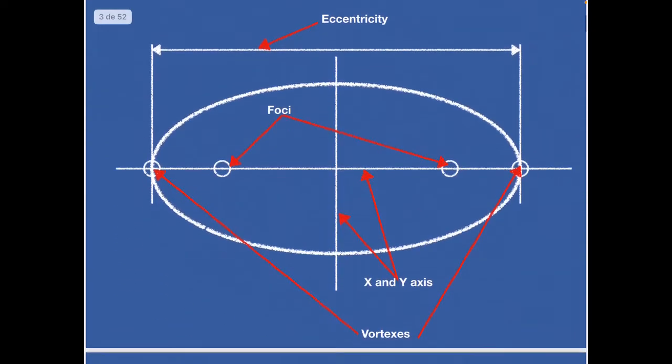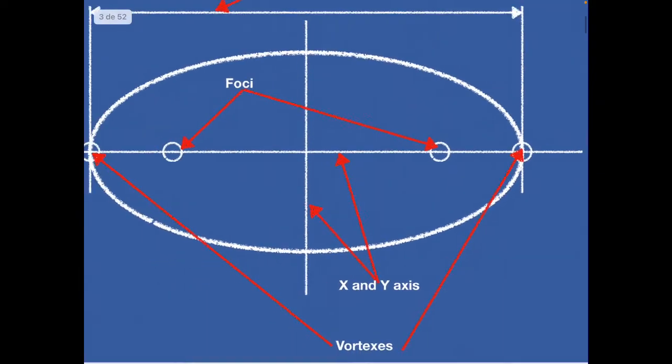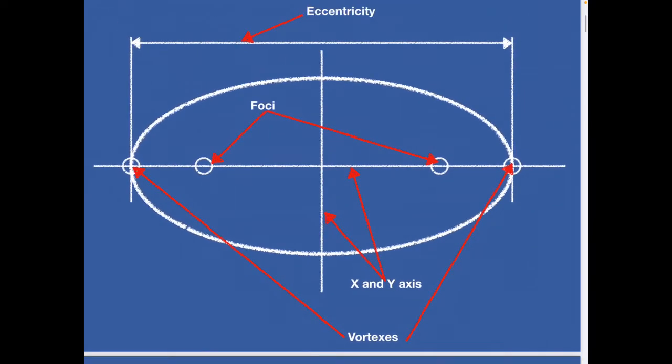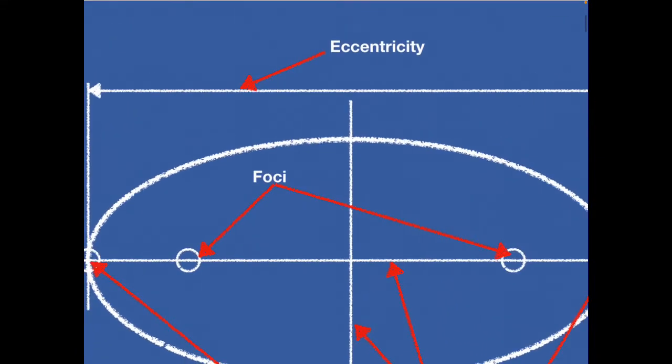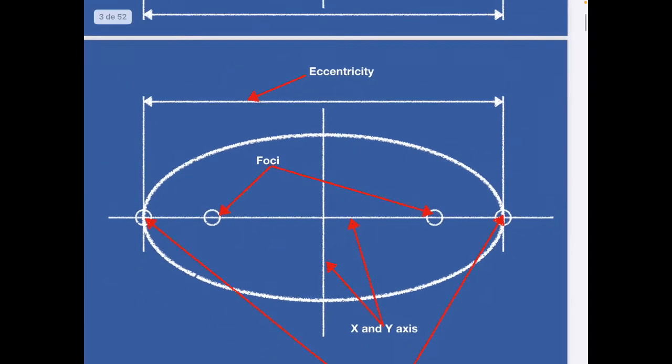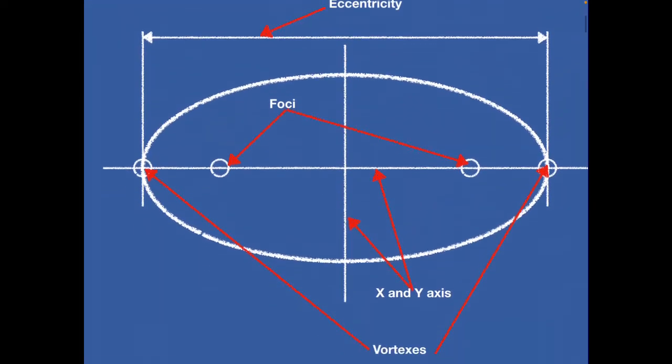So again, if you pay attention here, you have the two axes, the y and x axis, the major and minor axis. Then you have the two vertexes over here, the foci, that is the plural of focus, and the eccentricity, that is how long or how circular my ellipse actually is.